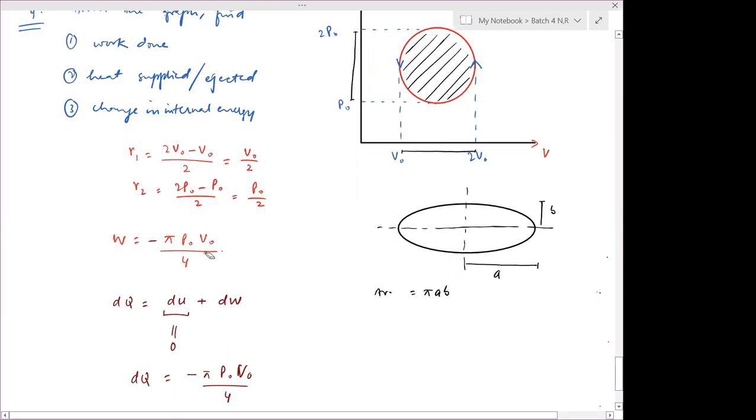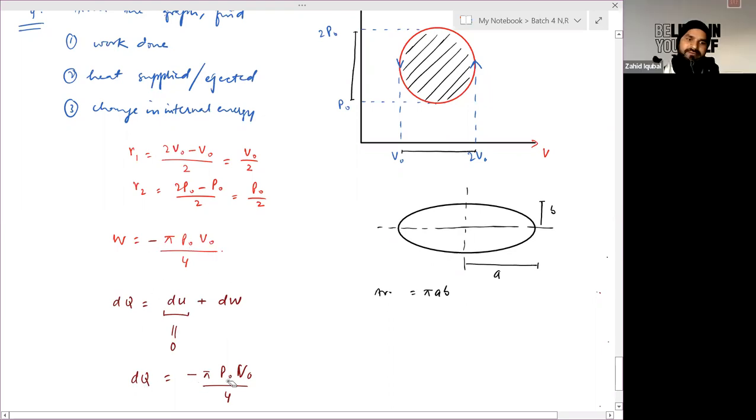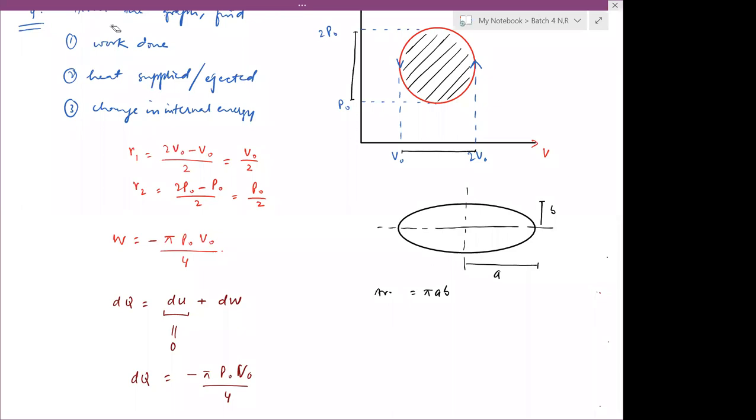Thank you. So the amount of work done is in negative sign. So dq will be negative pi p0 by 4. This negative sign in terms of heat tells you that heat is being ejected out from this particular system. Okay, sir.